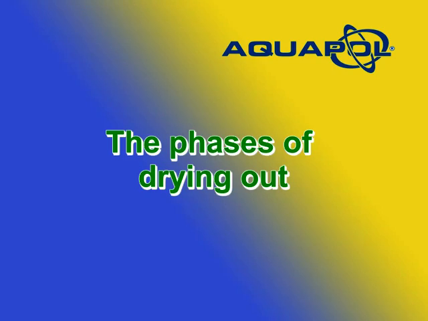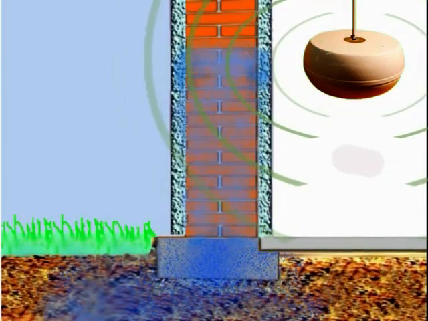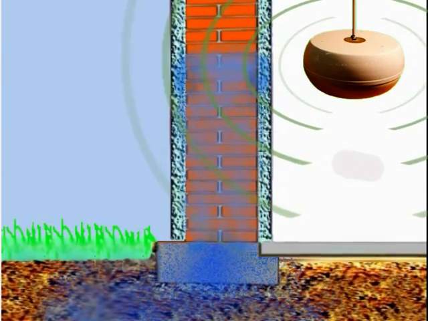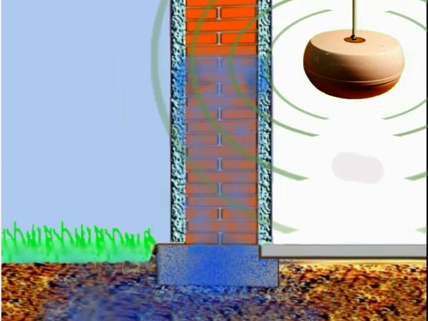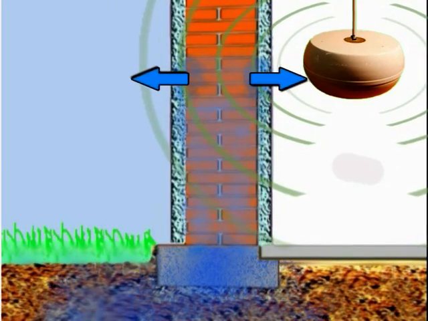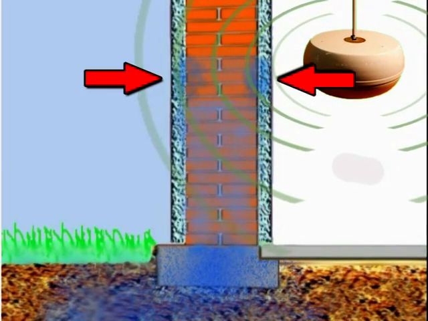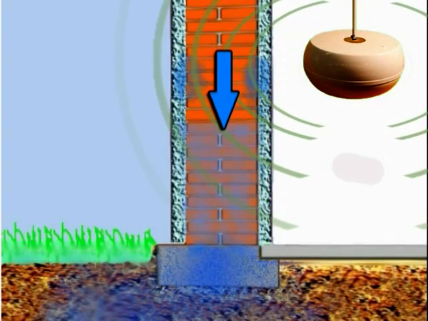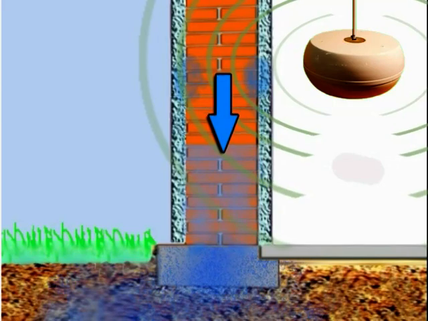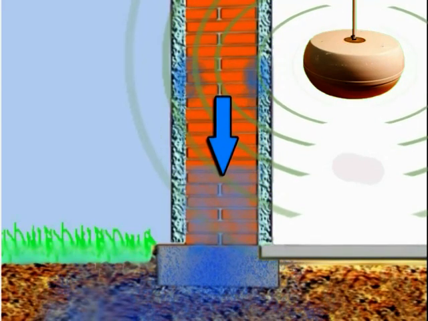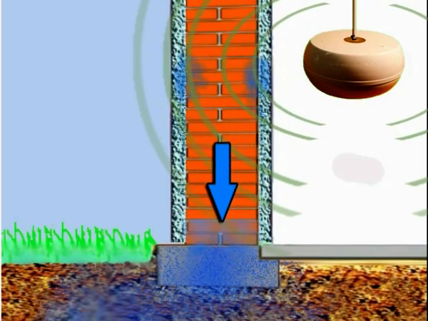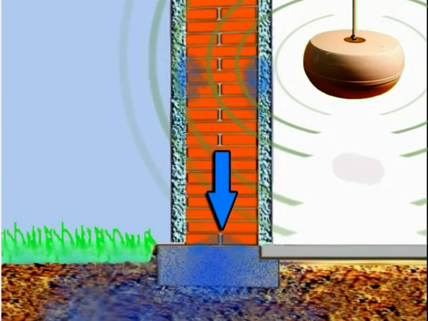The phases of drying out. The Magneto-kinetic process of drying out walls takes place in two overlapping phases. The period in which wall moisture evaporates in the upper portion of the wall is known as the evaporation phase. However, a large part of the moisture moves back downward into the ground due to the waves produced by the device. We refer to this period of drying as the dehumidification phase.